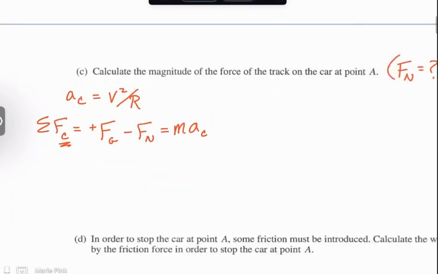And now we need to plug in numbers. So gravitational force is m times g. Normal force is what we're trying to find. And then we have mass times the acceleration, and because we're going in a circle, it's v squared over r. And we've got to put in the numbers.